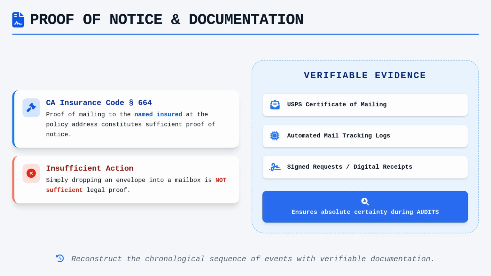When an insured requests a cancellation or a policy modification, the producer must secure and store the signed written request or digital receipt from the insured. Maintaining these receipts and specific correspondence logs ensures that the chronological sequence of events can be reconstructed with absolute certainty during an audit.